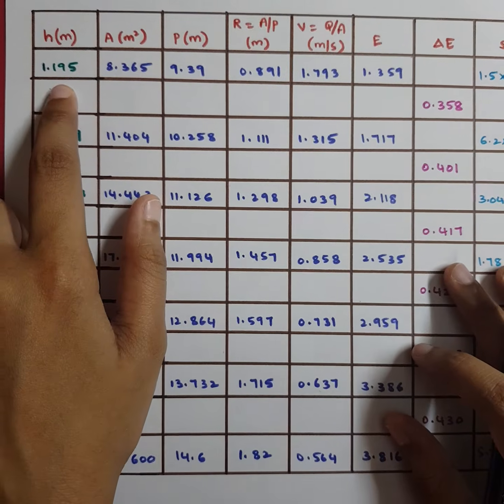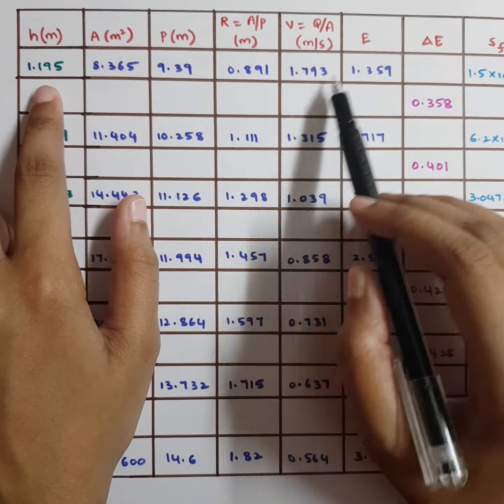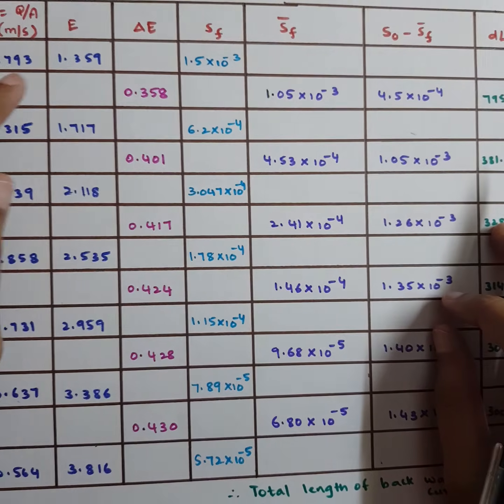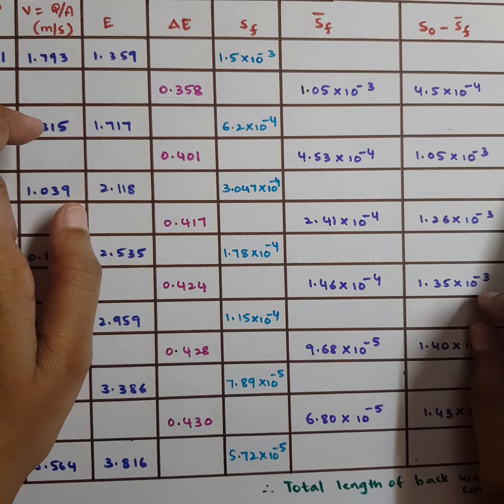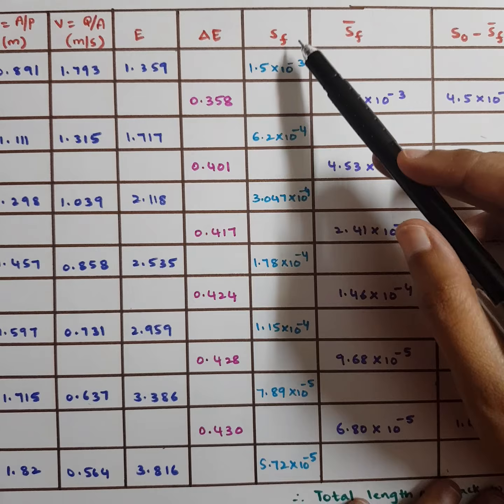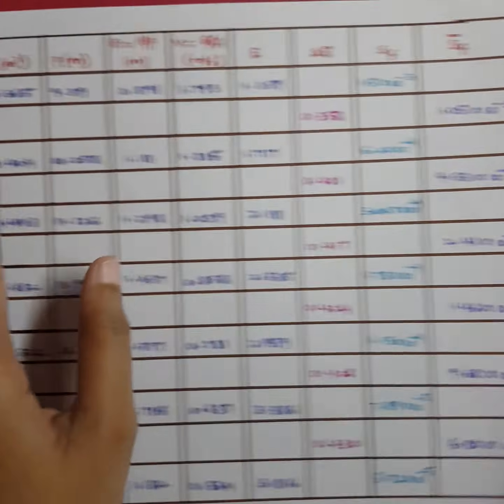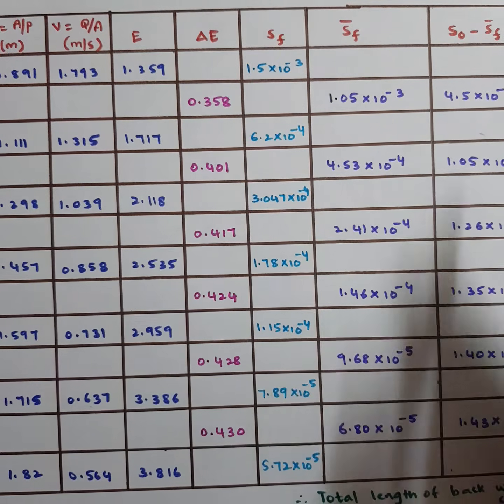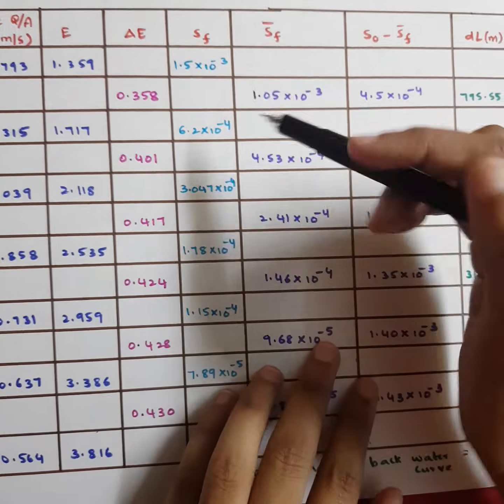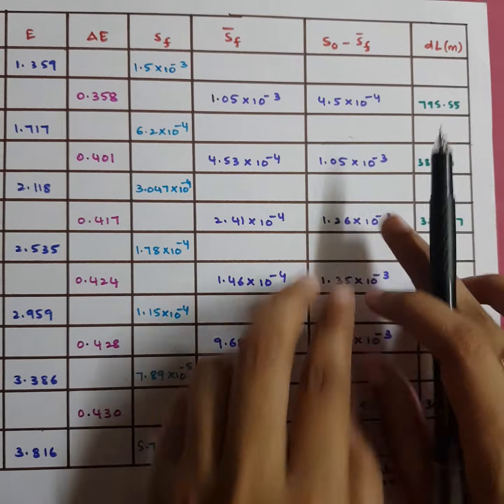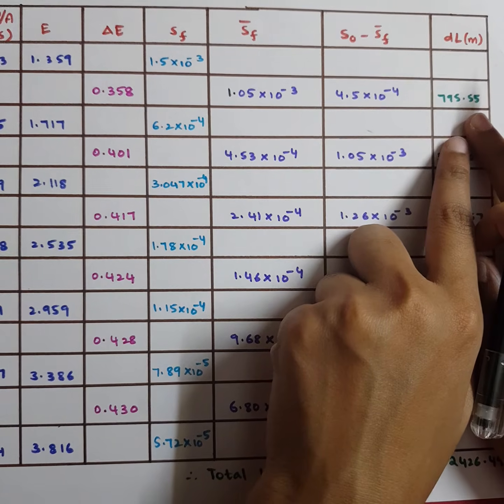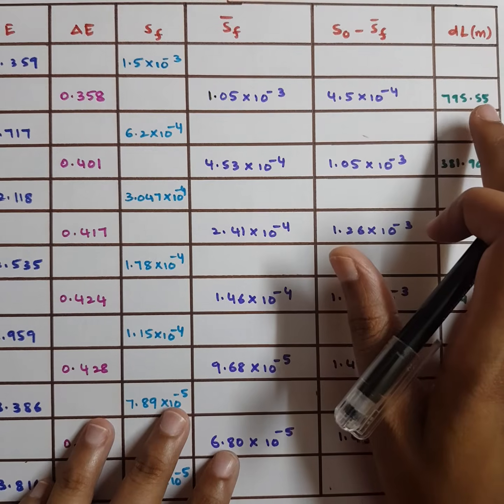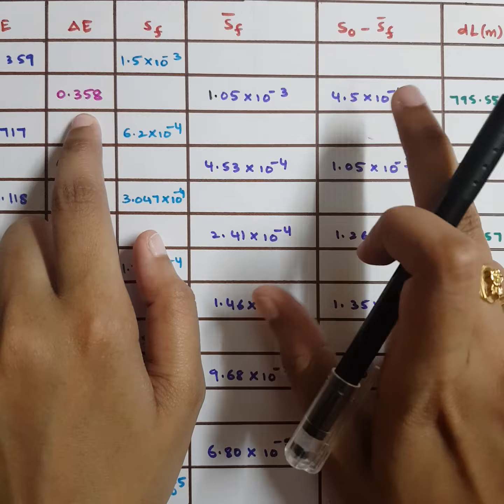H is whichever interval you are taking, plus V, which you will get from here, so V square by 2 into 9.81. Next, I told you delta E, which is the difference of two intervals, these two intervals. Next is SF, the slope at the particular interval you are considering. For every interval you will have that particular slope. It means at every depth, what is the slope. Then SF bar is the average of two slopes. Then we calculate S0 minus SF bar, so that we can get the value of DL. The DL formula is delta E by (S0 minus SF bar). Delta E from here will be divided by this value.